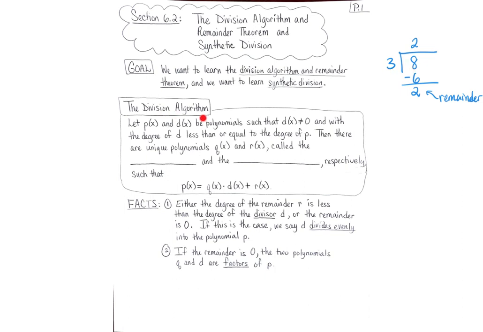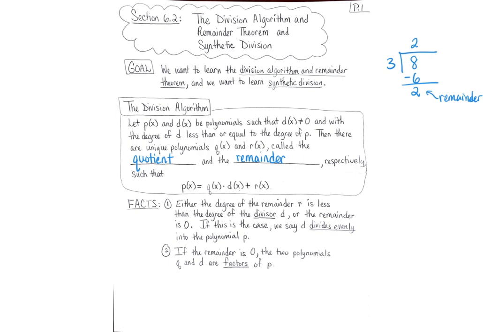So let's talk about the division algorithm. Let p of x and d of x be polynomials such that d of x is not equal to 0 and with the degree of d less than or equal to the degree of p. So we'll draw a picture to help us with that in a minute. Then there are unique polynomials q of x and r of x called the quotient, and the remainder, respectively, such that p of x is equal to q of x times d of x plus r of x.